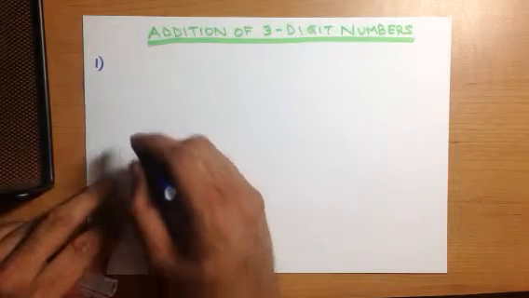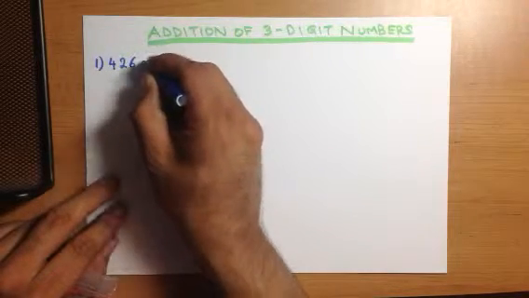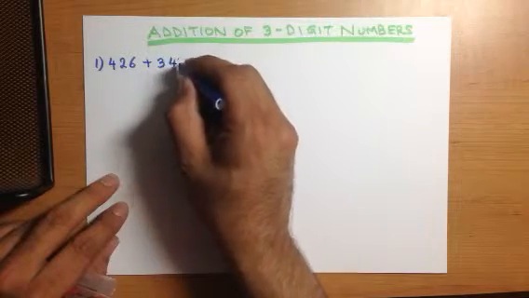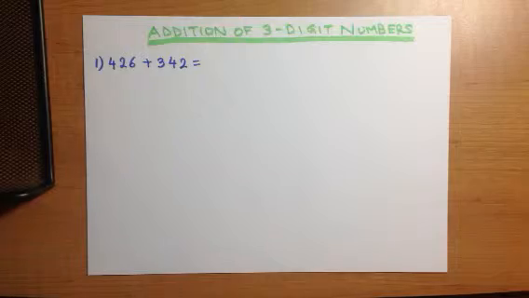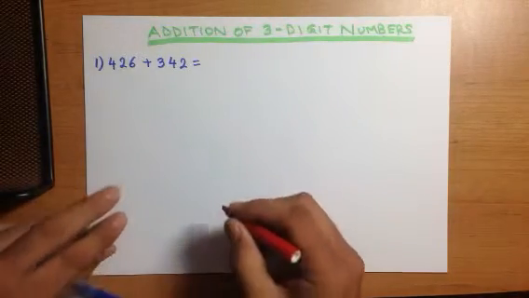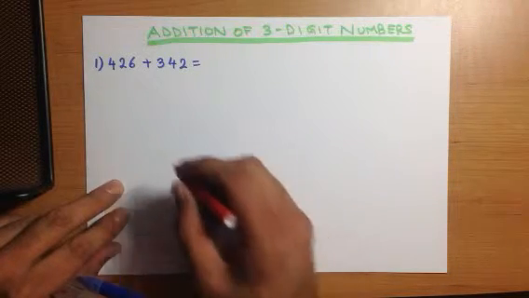What is 426 plus 342? The easiest way to calculate this is using the vertical format. So let's write these numbers down in the vertical format.